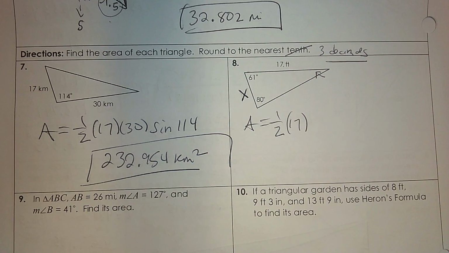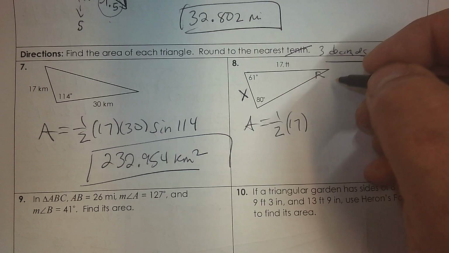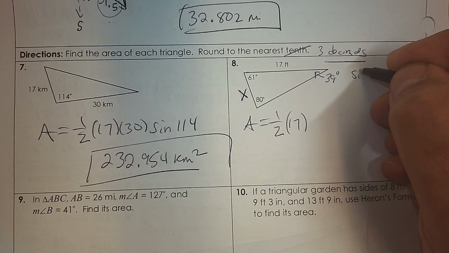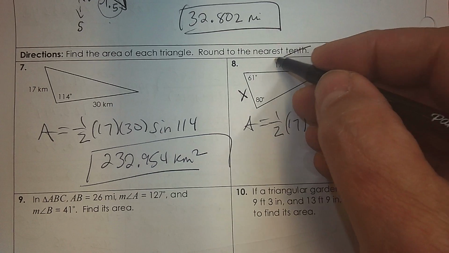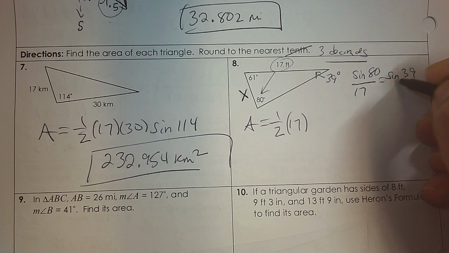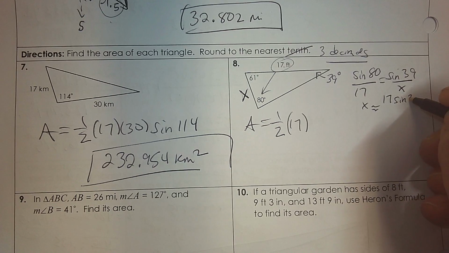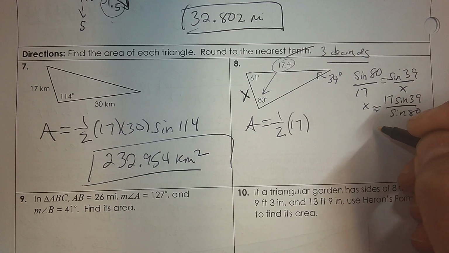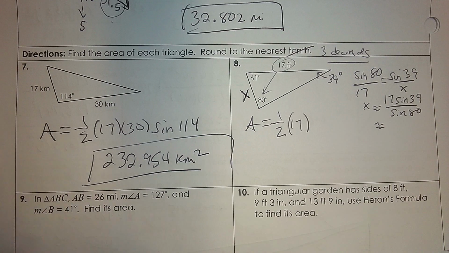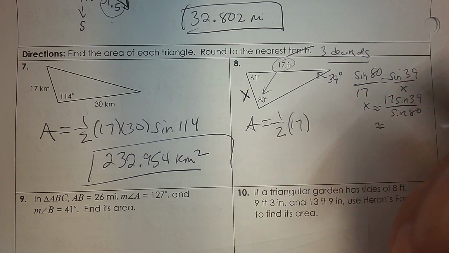So I'm going to go 180, take away 61, take away 80, and I get 39. So it's sine, and I got to use 80 degrees. So sine 80 over 17, sine 39 over x. So we're going to go 17 times sine 39 divided by sine 80. So that side is 10.864.